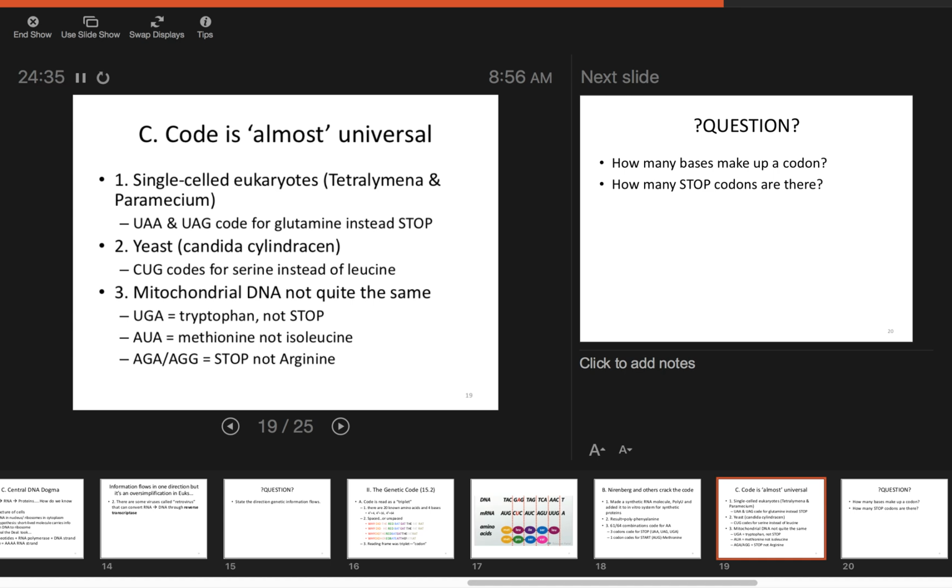But with mitochondrial DNA, it's not the same. UGA is tryptophan, not stop. AUA is methionine, not isoleucine. And then they have some stop codons instead of arginine. So there are some exceptions, but it's almost universal, which is another reason why maybe all life started with similar origins, basically.